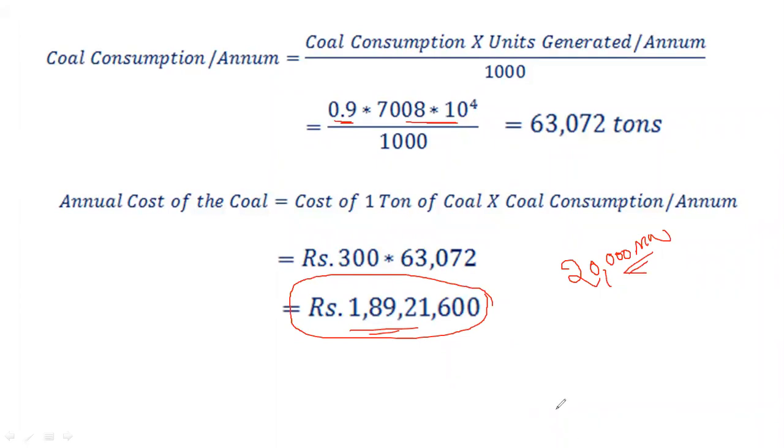This is only for the fuel cost. Again, we need to spend for the maintenance cost, the capital cost, and next wages and salary for technical as well as non-technical persons, and so on. So for only the fuel cost, to generate 20,000 megawatt power, per annum, that is 1 year, the fuel cost is 1 crore 89 lakhs 21,600 rupees.